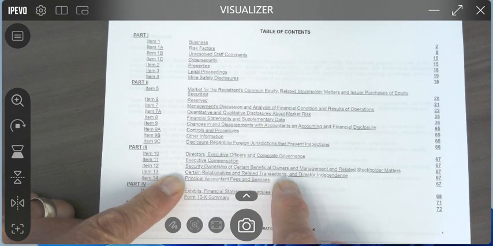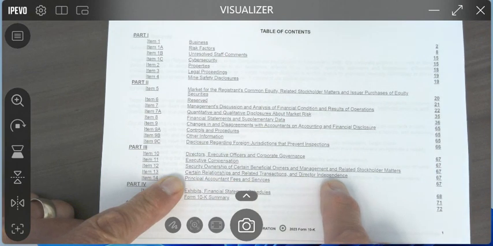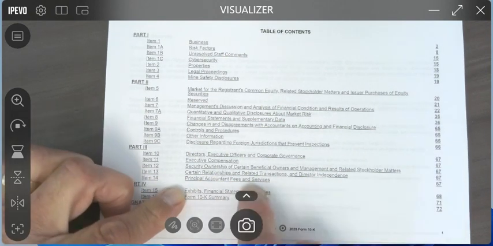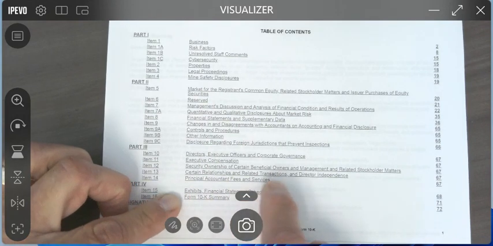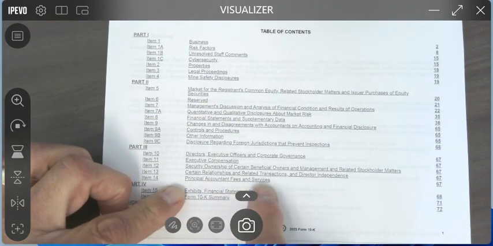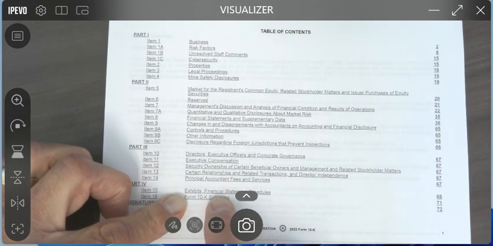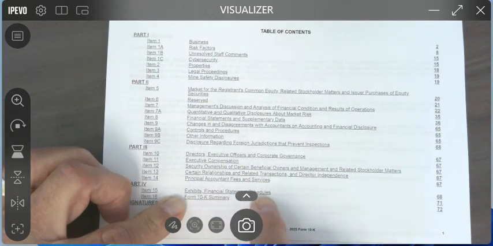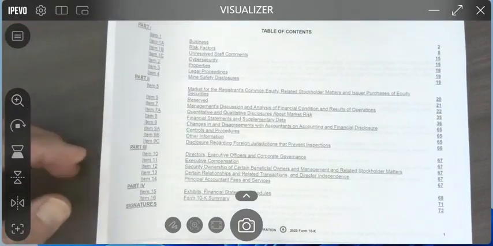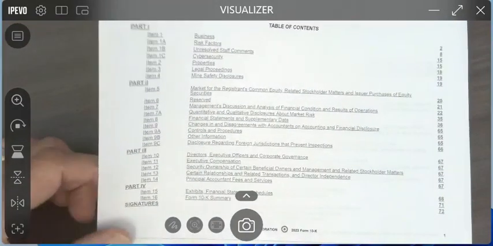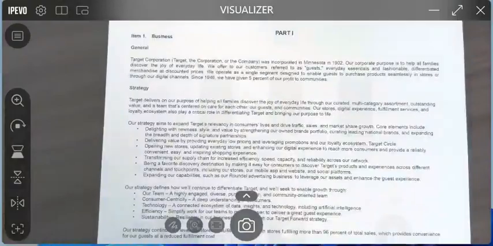Certain relationships and related transactions and director independence. The principal accountant fees and services. How much do they pay the external auditors and other consultants? Exhibits, financial statements, schedules, and then a Form 10-K summary. So that's what's in there. And over the years, you're going to see a lot of this.